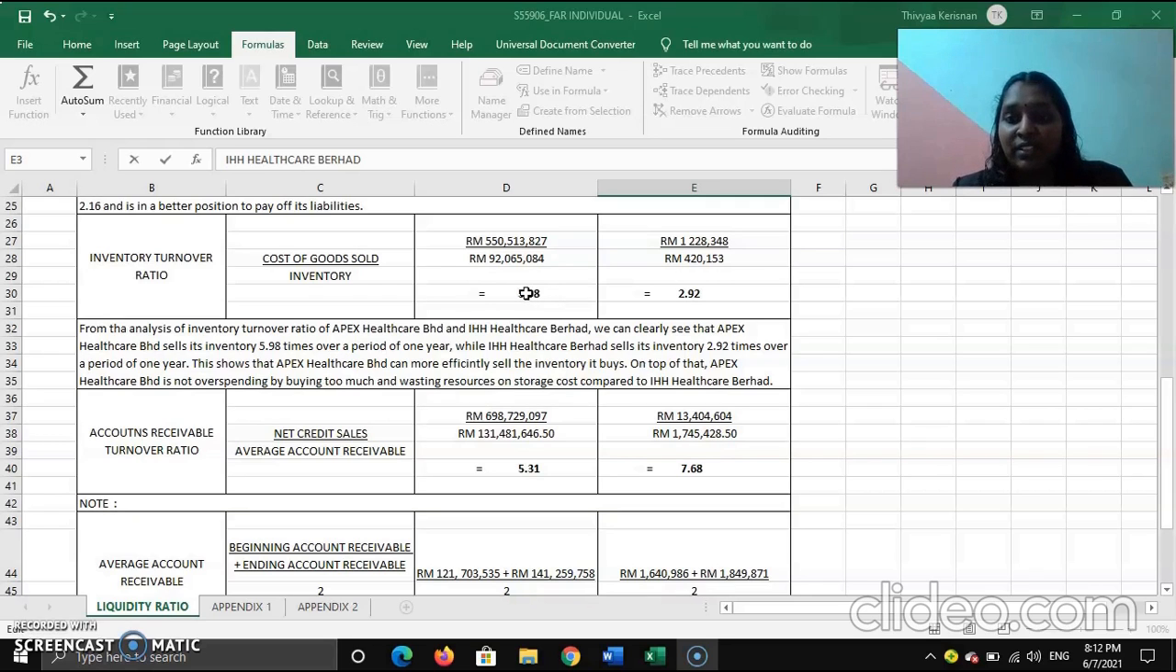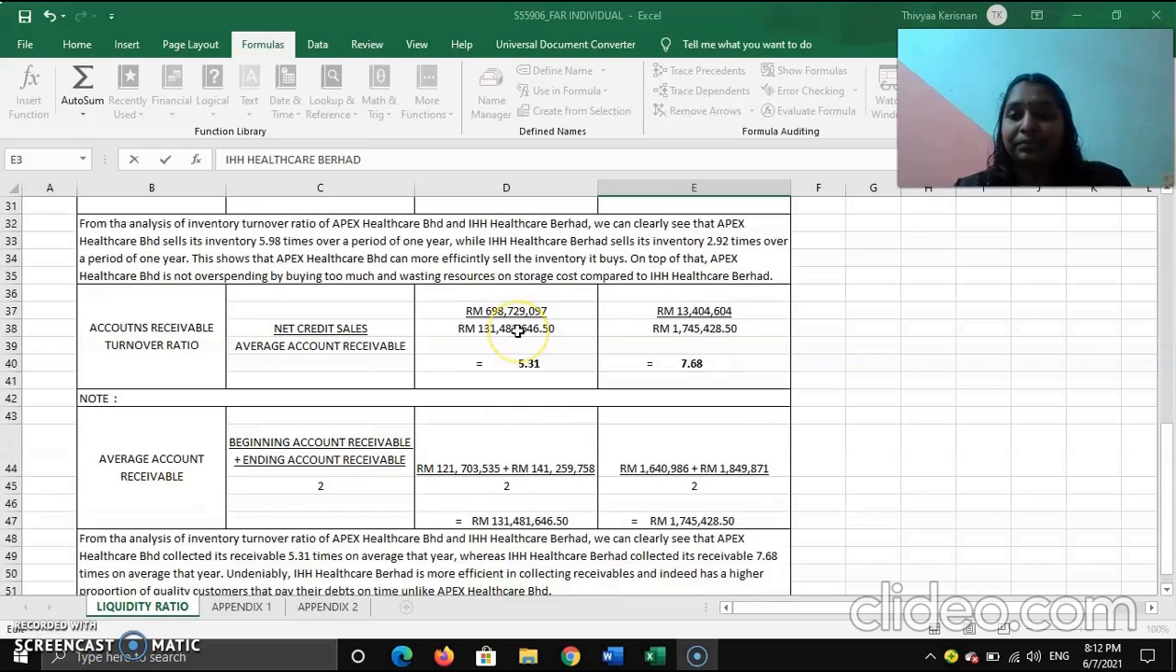From the analysis of inventory turnover ratio of APEX Healthcare Berhad and IHH Healthcare Berhad, we can clearly see that APEX Healthcare Berhad sells its inventory 5.98 times over a period of 1 year, while IHH Healthcare Berhad sells its inventory 2.92 times over a period of 1 year. This shows that APEX Healthcare Berhad can more efficiently sell the inventory it buys. On top of that, APEX Healthcare Berhad is not overspending by buying too much or wasting resources on storage compared to IHH Healthcare Berhad.